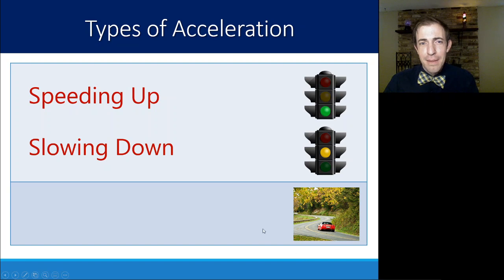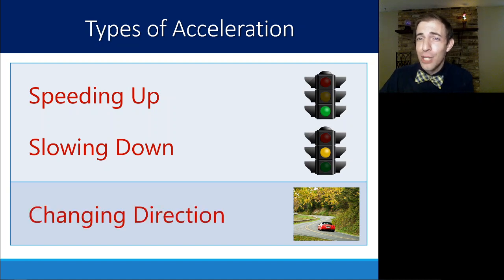So both of these are examples of changing the speed. But if you remember, acceleration is a change in velocity, and there are two parts to velocity, speed and direction. So you could also accelerate if you kept the speed the same but changed your direction. We're going to get into this in our unit of circular motion and talk about centripetal acceleration. Right now, for this unit, let's focus on these top ones, speeding up and slowing down.